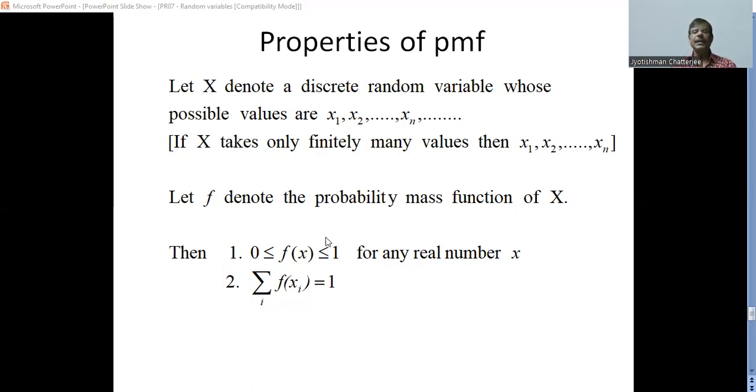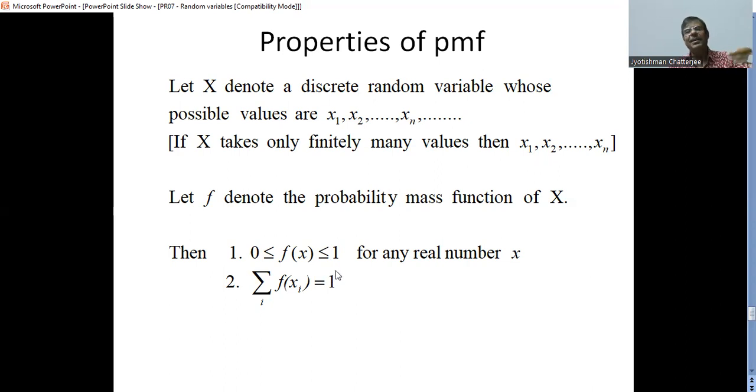Whenever a function satisfies these two properties, that's a possible candidate for probability mass function. Say, if somebody just gives us a function which satisfies these two properties, along with a set of numbers x1, x2, xn. The properties are: f values are between 0 and 1, and when you add up all the f values over those xi's, then you get 1. Suppose we are given such a function, then it is a possible candidate for probability mass function, right?